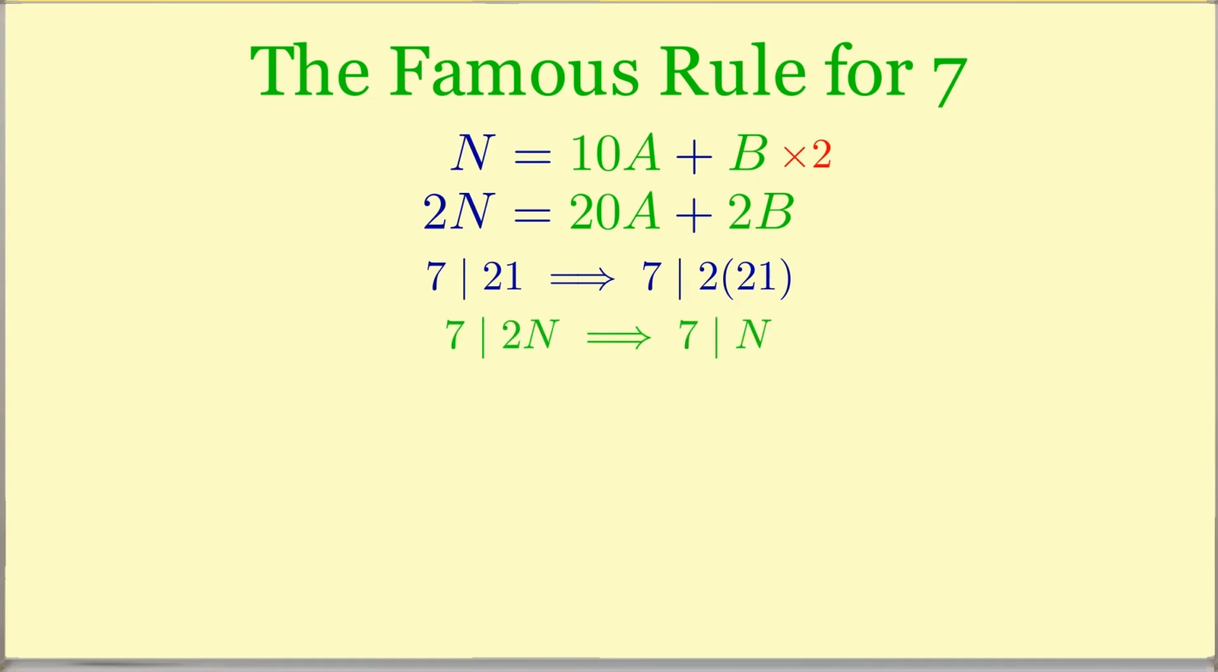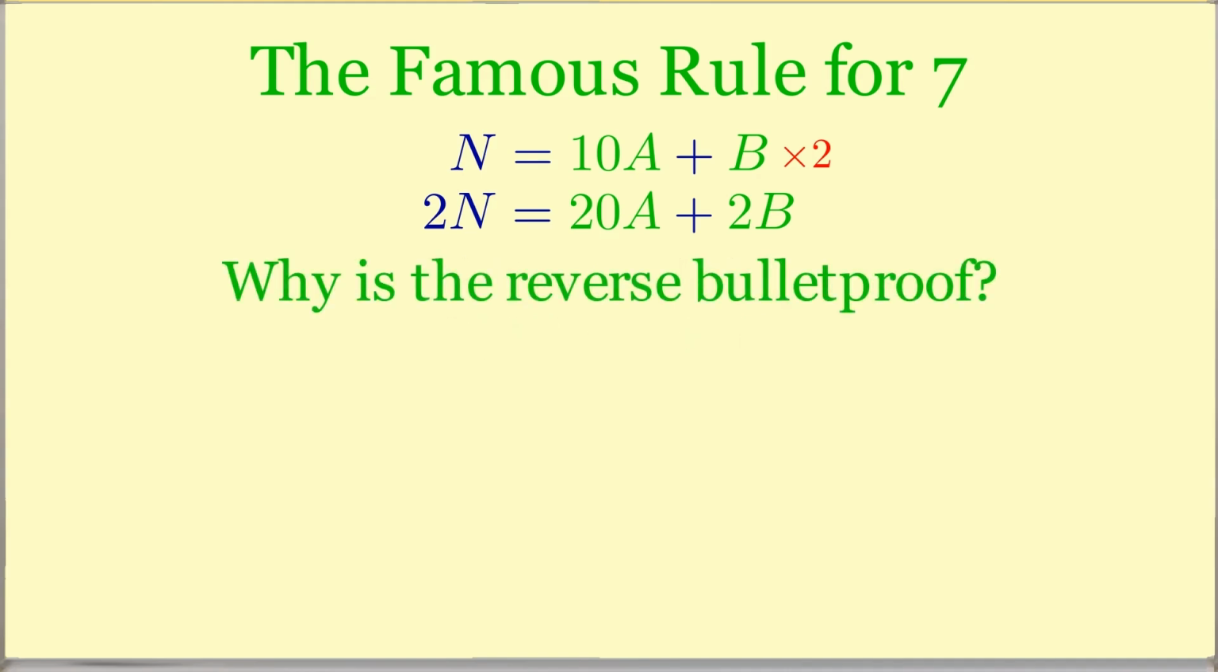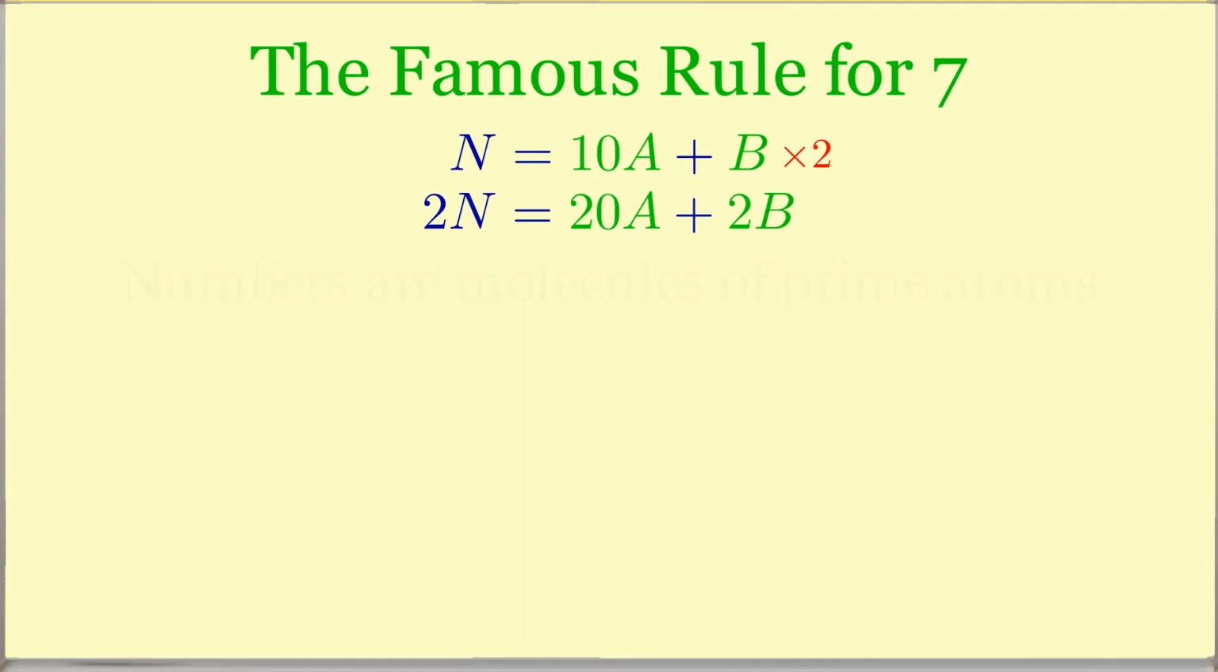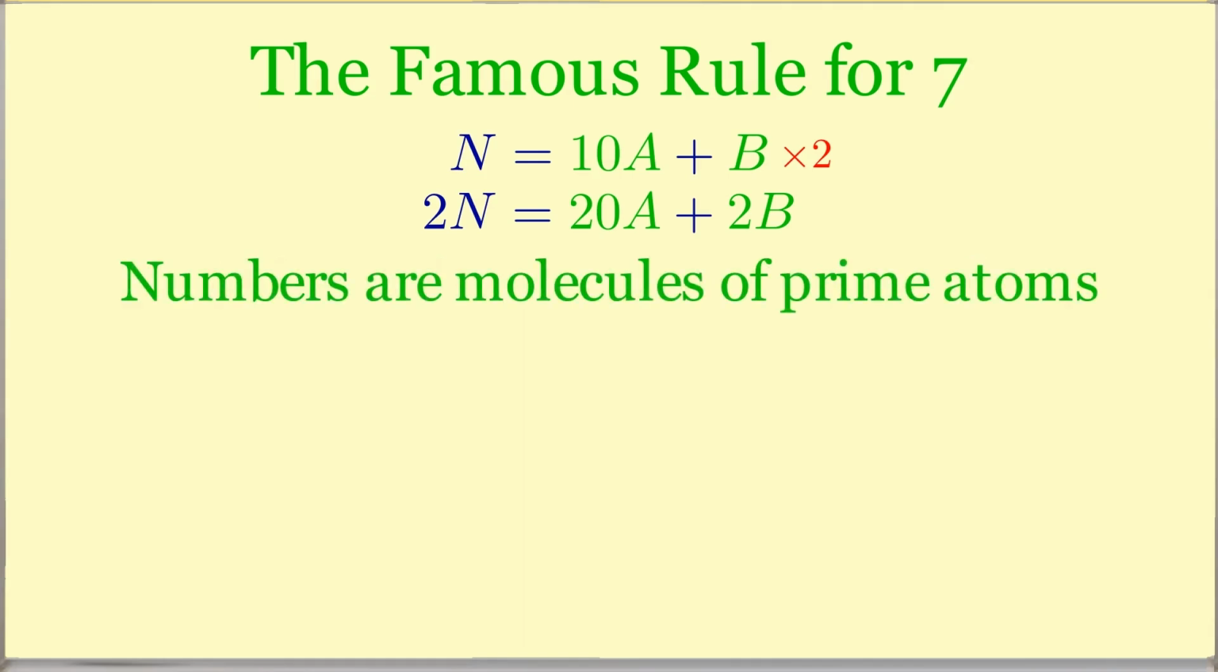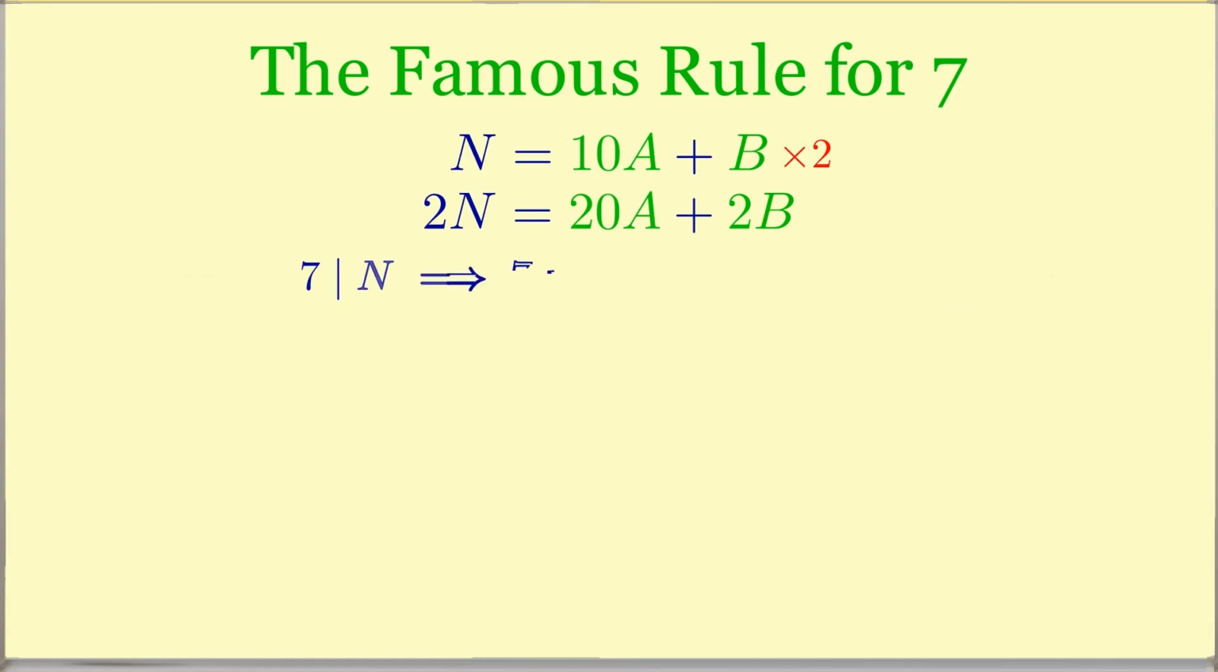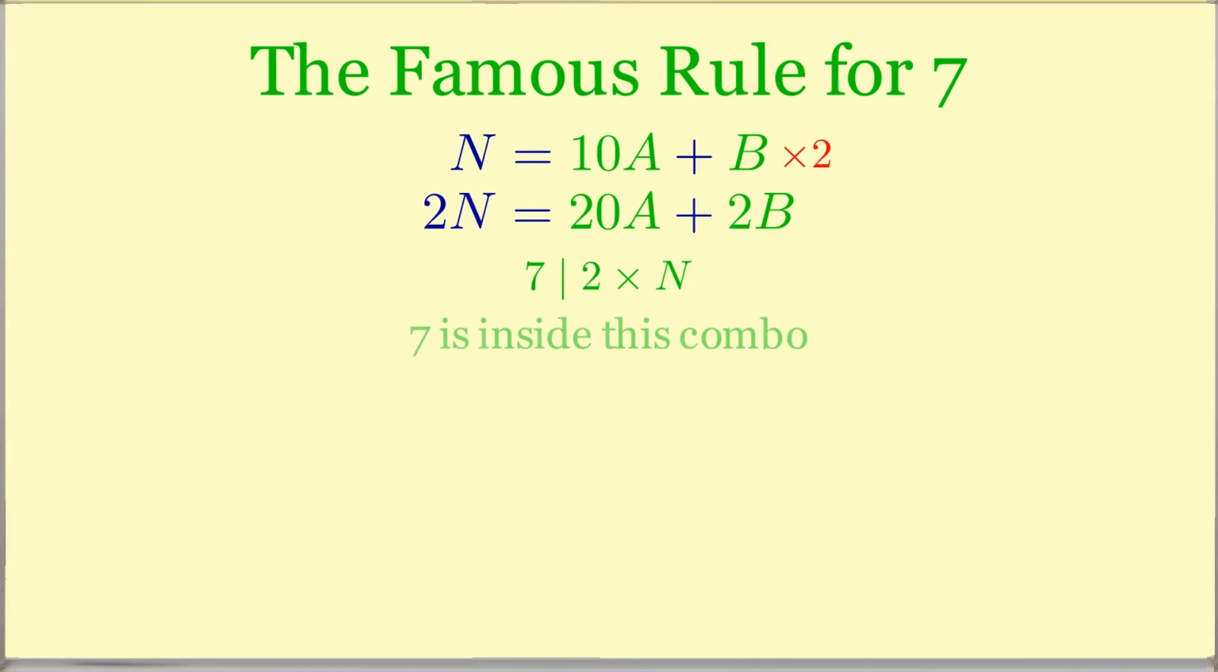But the reverse is where the true magic happens. If 7 cleanly divides our doubled number, we have a mathematical guarantee that it perfectly divided the original number too. Let us prove exactly why this reverse direction is completely bulletproof. Think of numbers like molecules made up of prime number atoms. Every single number has a unique recipe of prime atoms that build it. If 7 divides a number perfectly, it means 7 is literally one of the fundamental atoms inside of it. Imagine we take a mystery number and we multiply it by 2. We test this new doubled number and we discover that 7 divides it perfectly.